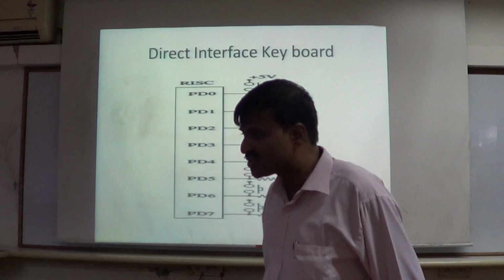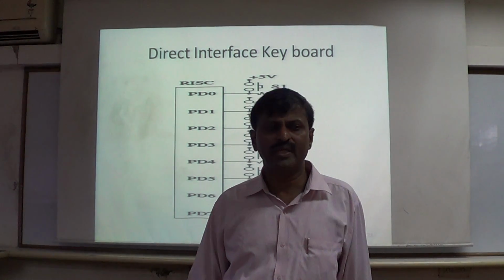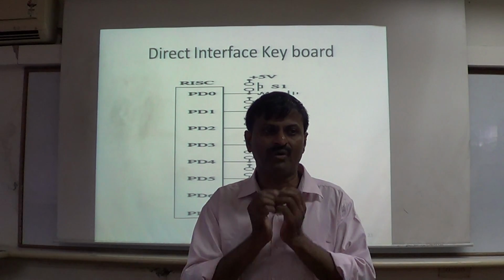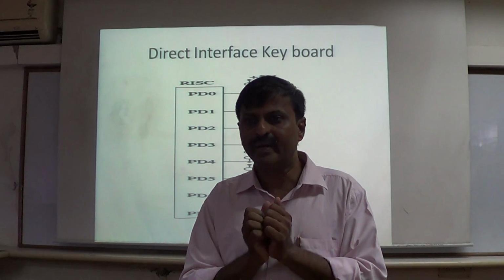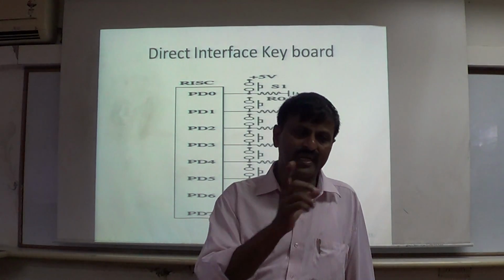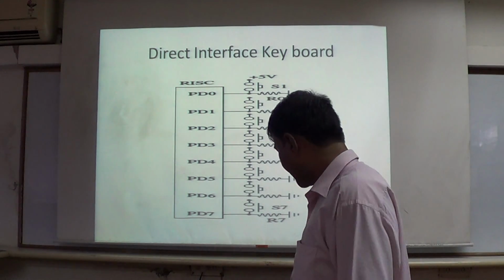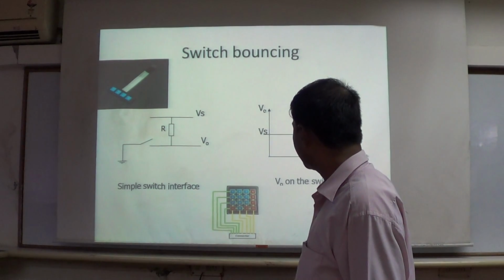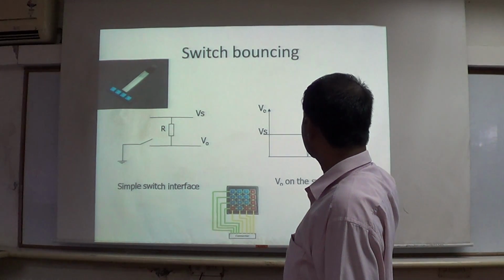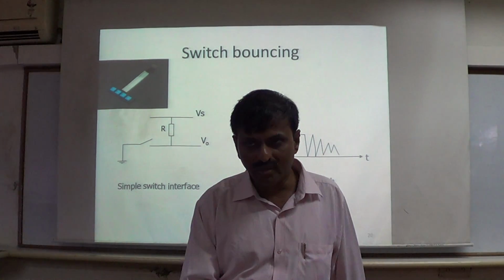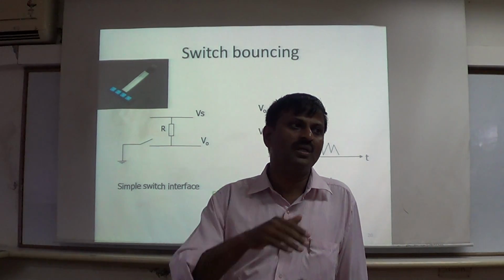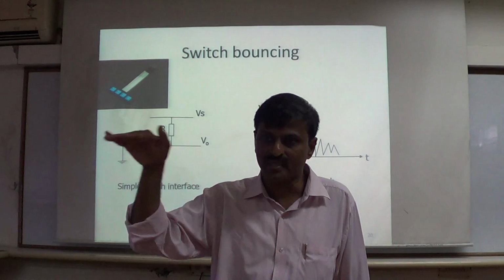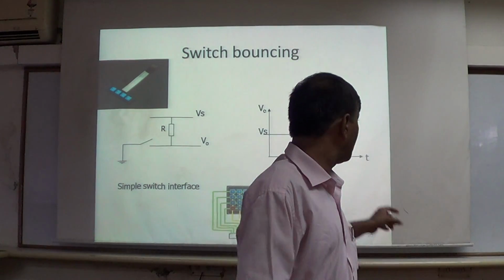When it comes to switches, there is no difference. The only thing is the data direction is input instead of output. But there is one problem compared to LEDs. Whenever you press a switch, the output is not a constant high or constant low. There will be some transient output, not steady state. This is called bouncing.